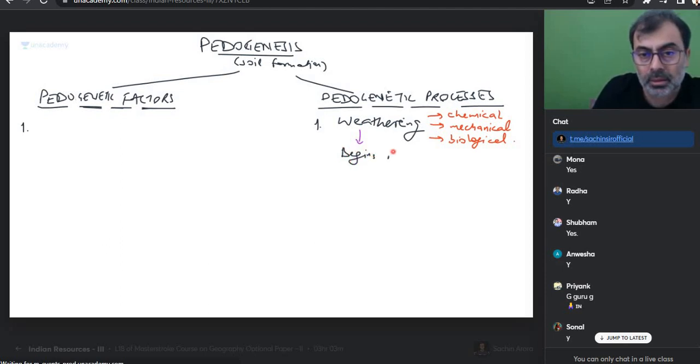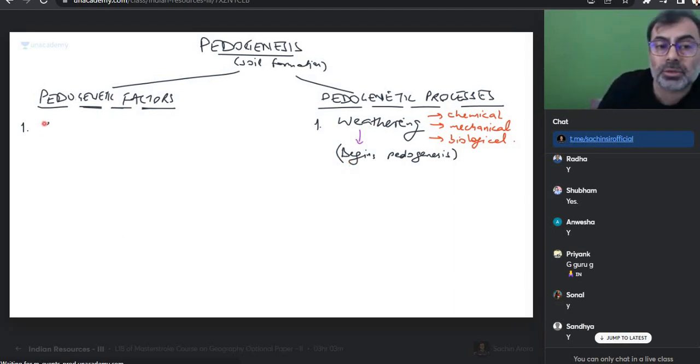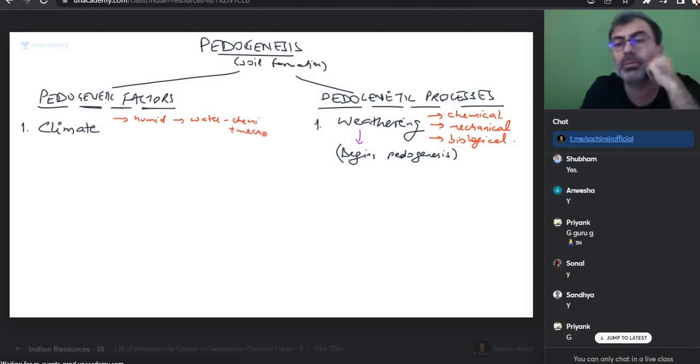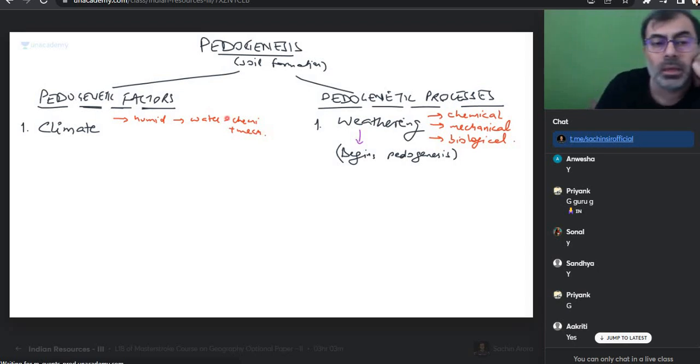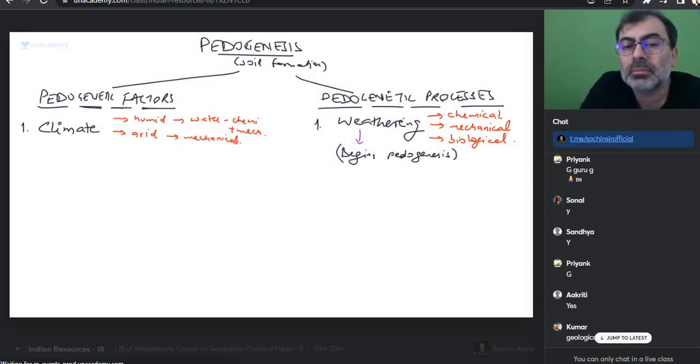Begins pedogenesis. I talked about how India is a huge country. Different climate will cause different types of weathering. So my first factor should be climate. Yes or no? Can I say India is a humid area? Humid climate causes what? More water. More water means more chemical weathering plus mechanical weathering also. Why mechanical? Flowing water, running water. Makes sense. If the climate is arid, what will happen? Mostly mechanical. Dry wind does not cause chemical reaction. Is everyone okay?